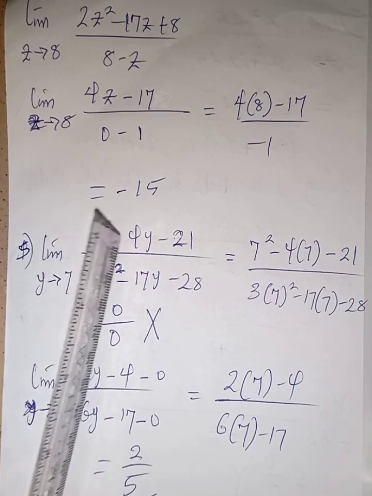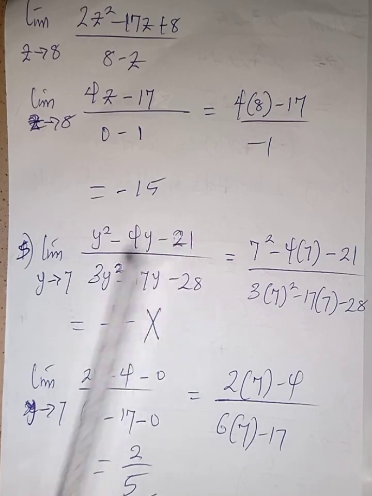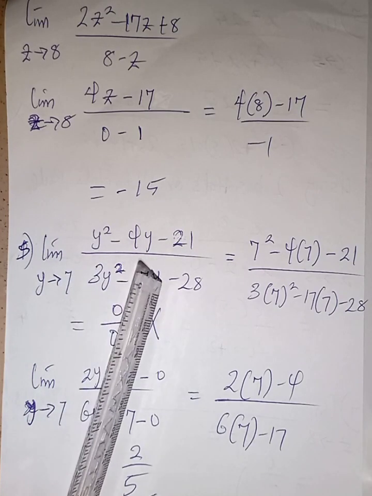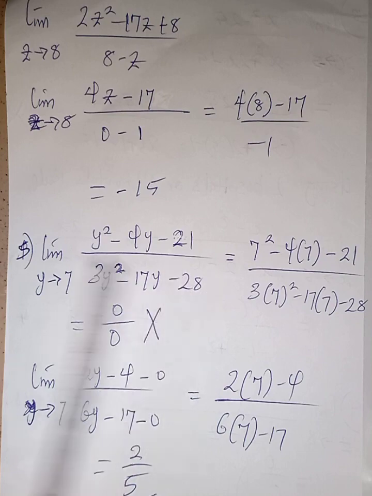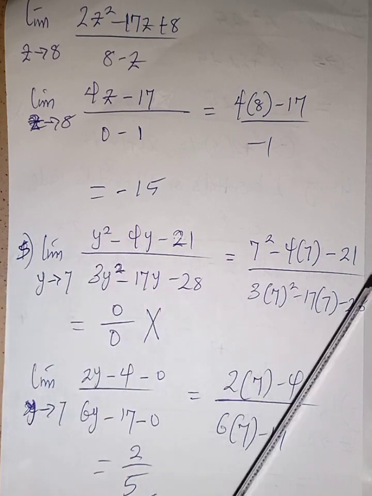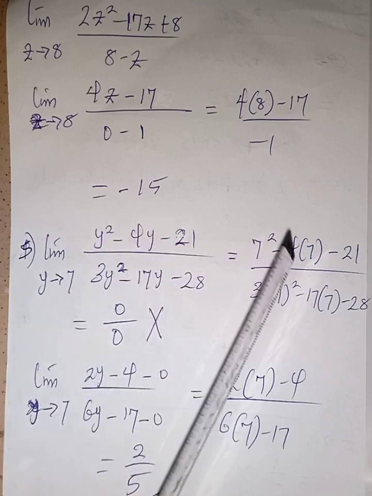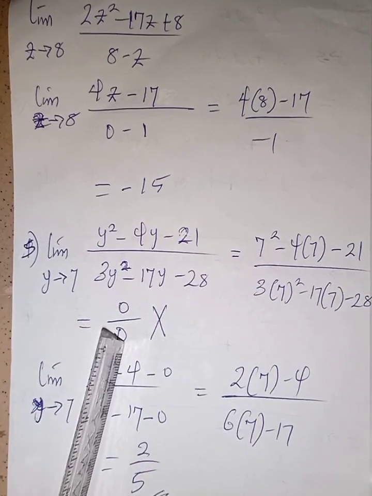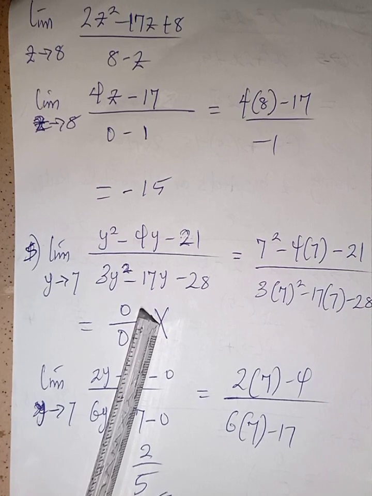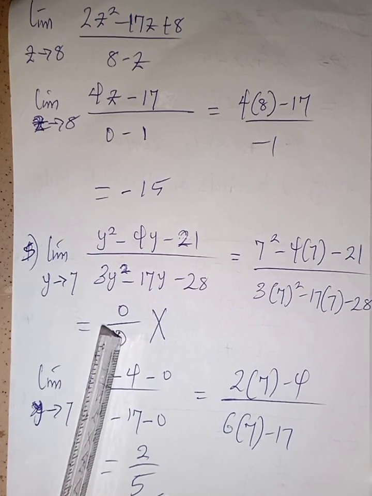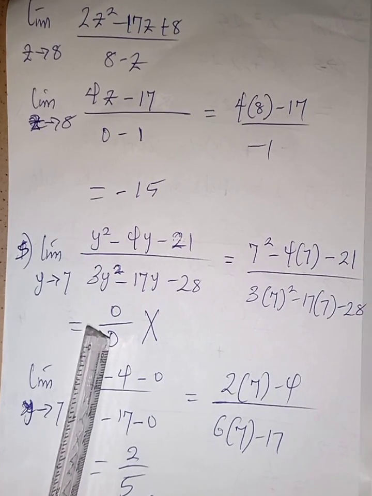Limit of y squared minus 4y minus 21 over 3y squared minus 17y minus 28 as y approaches 7. So if you place the value of 7 in any place you are seeing y here, you're going to have 0 over 0 as your answer, which will not work. That means we have 0 in the denominator. That is not going to give us a valid solution.